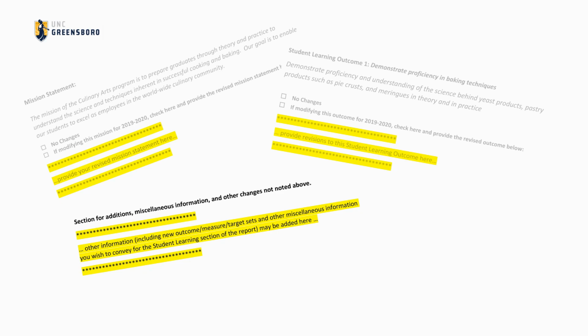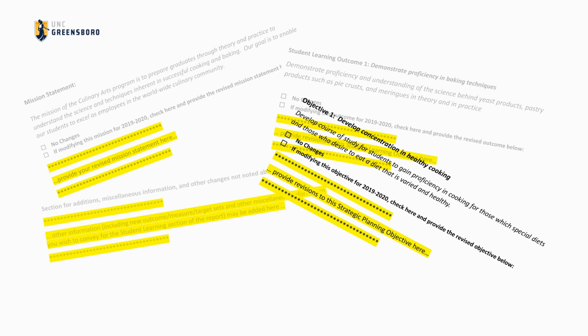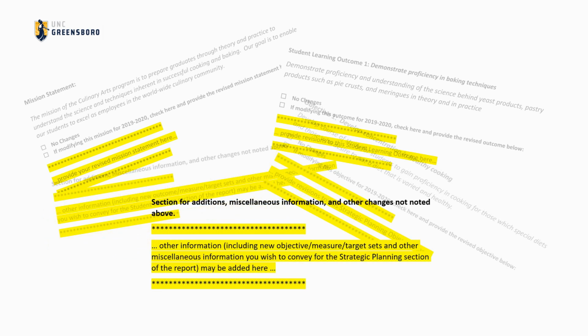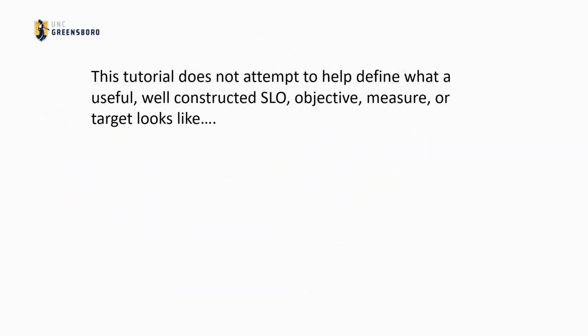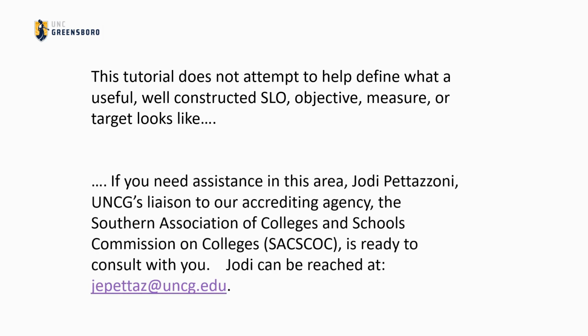These unprotected areas can be used to enter simple text, paste various other types of documentation such as images, spreadsheets, and text copied from Word and PDF documents. This tutorial will walk through the various sections of the template where this requested information can be provided by the user. This tutorial does not attempt to help define what a good SLO, objective, measure, or target might look like for your specific program. If you need assistance defining these components, Jody Pettazzoni, UNCG's liaison to the Southern Association of Colleges and Schools Commission on Colleges, is ready to consult with you.